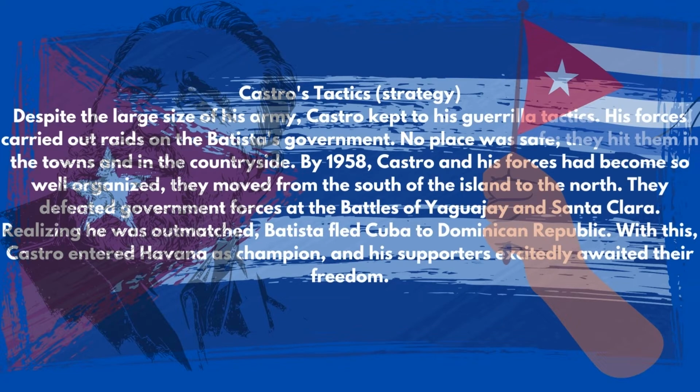Eventually, Batista realized that he was not going to win the war, so he fled to the Dominican Republic and later to the United States. With this, Castro entered Havana as champion, and his supporters excitedly awaited their freedom.